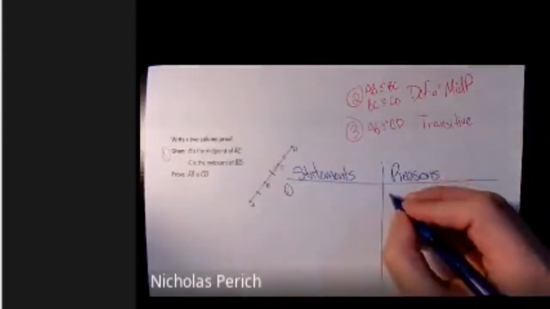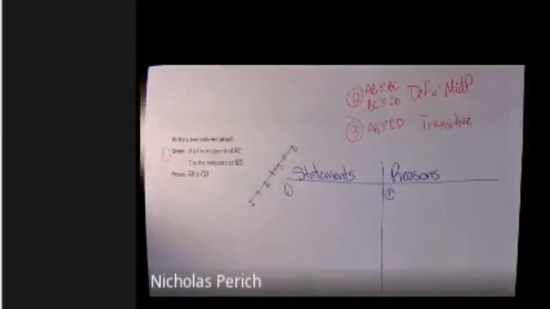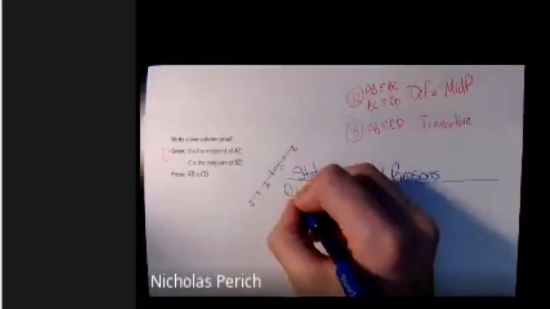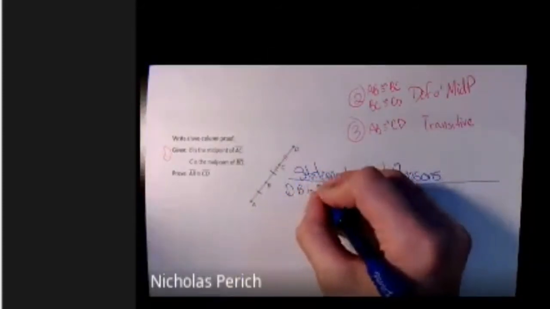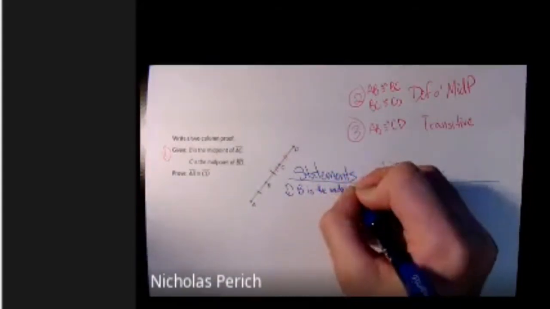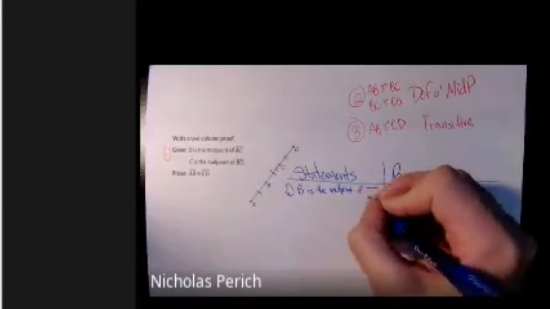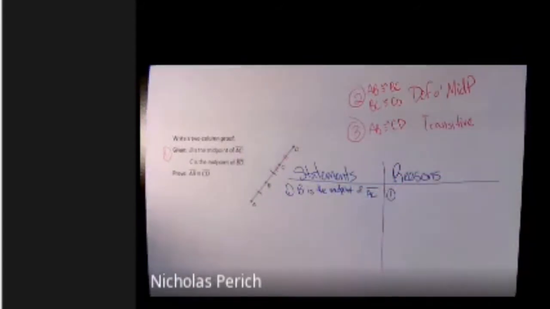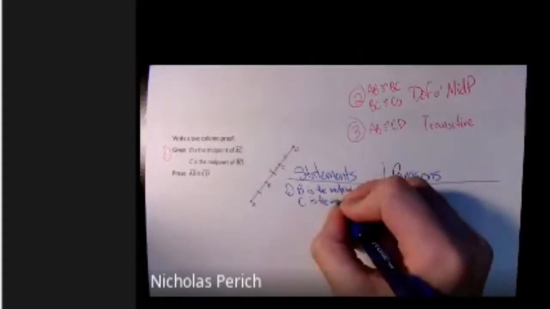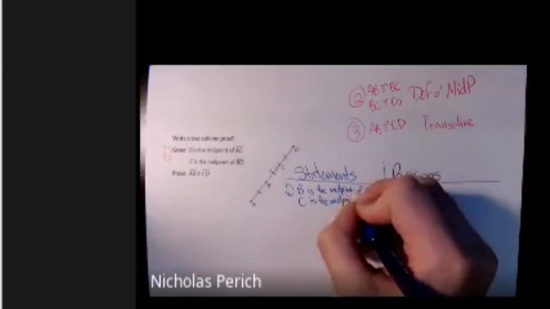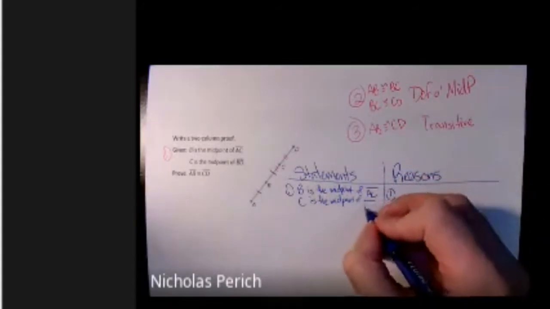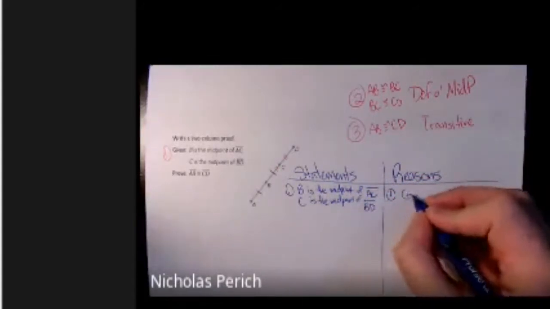Statement number 1. Always the what? Always the given. Good. B is the midpoint of segment AC. Also, C is the midpoint of segment BD. Oh my gosh, am I writing crooked? My face is red. Given.